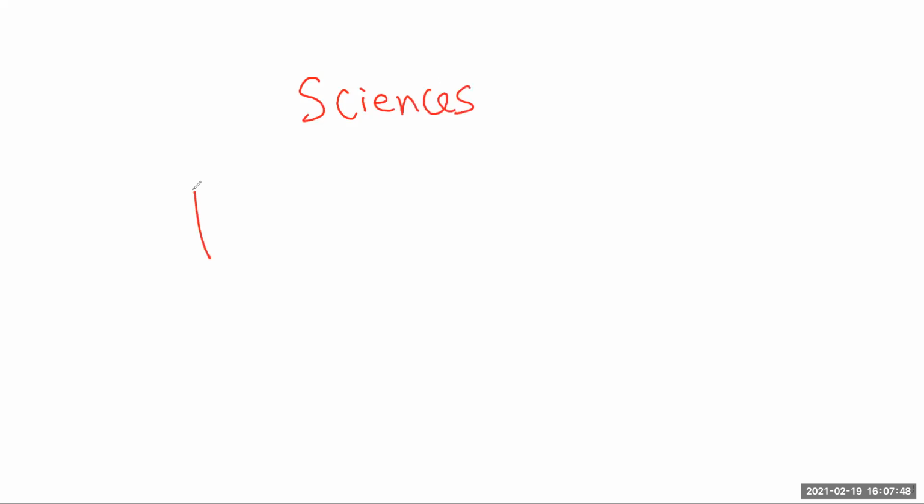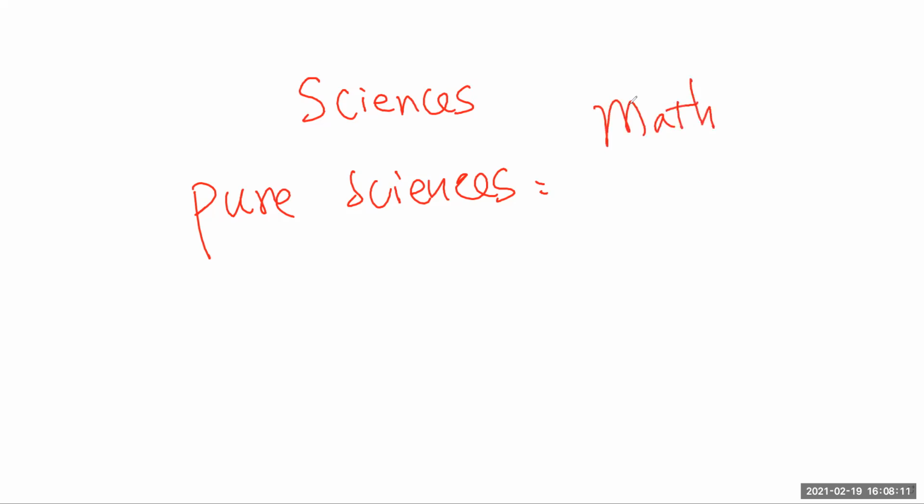One is called pure science, or pure sciences. That means we are not really bothered about applications or practical use. It's purely for the sake of knowledge, to know something more. Math is considered part of the pure sciences, and the other one is called applied sciences.